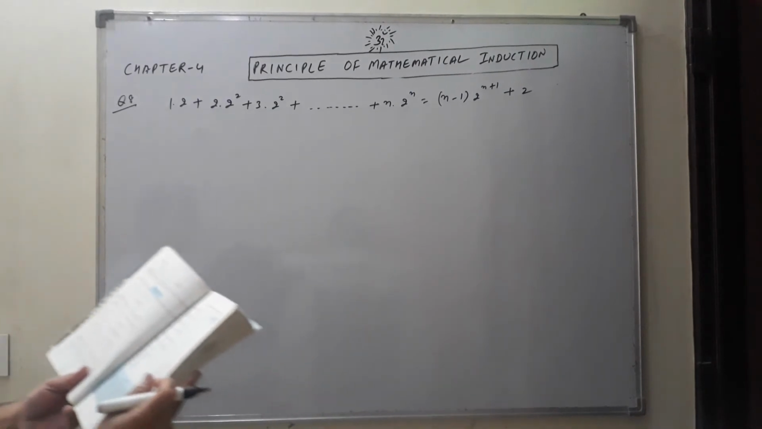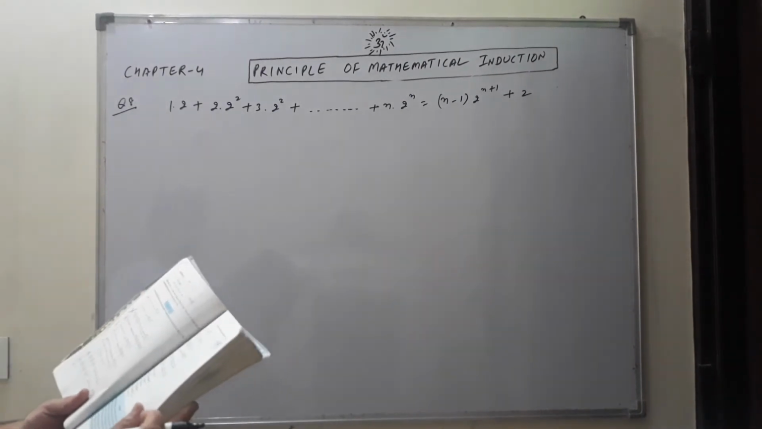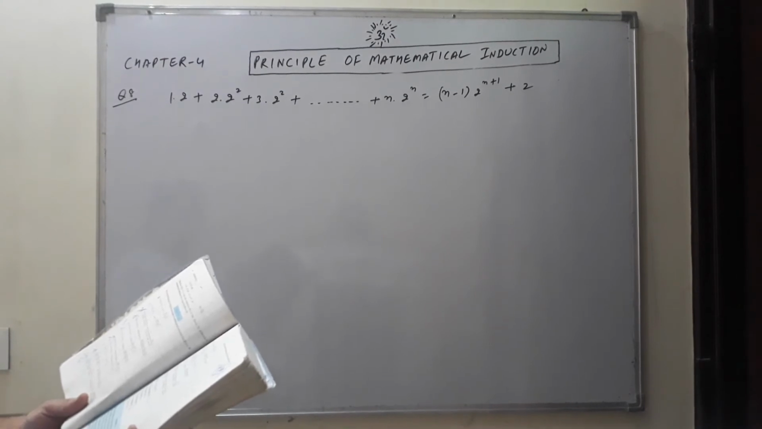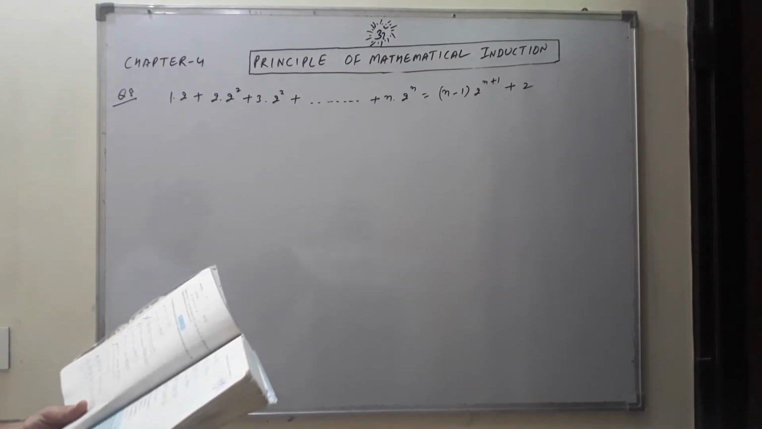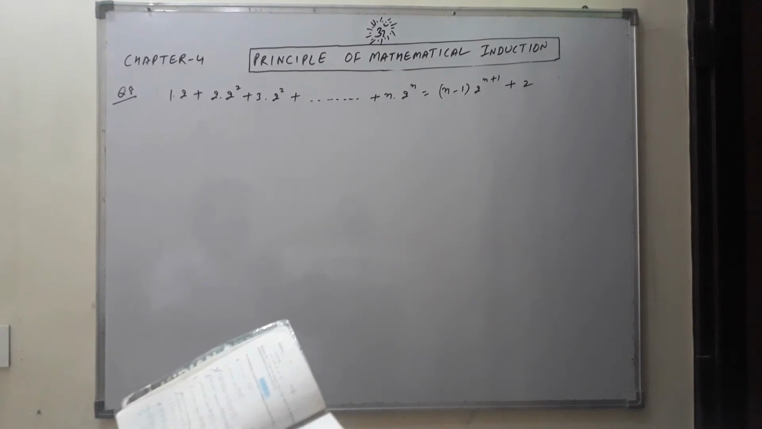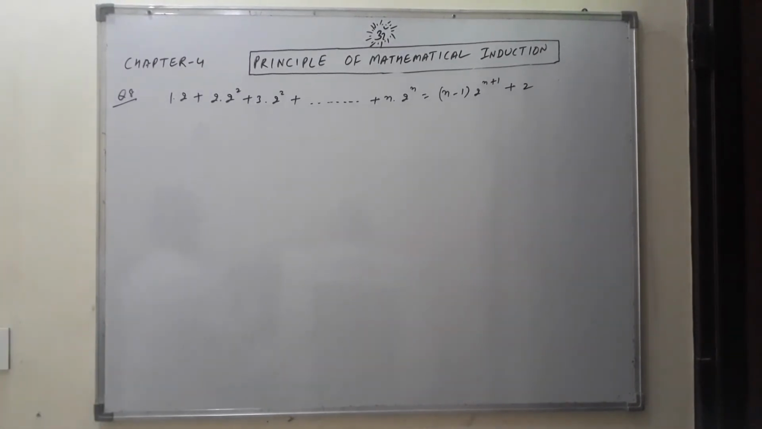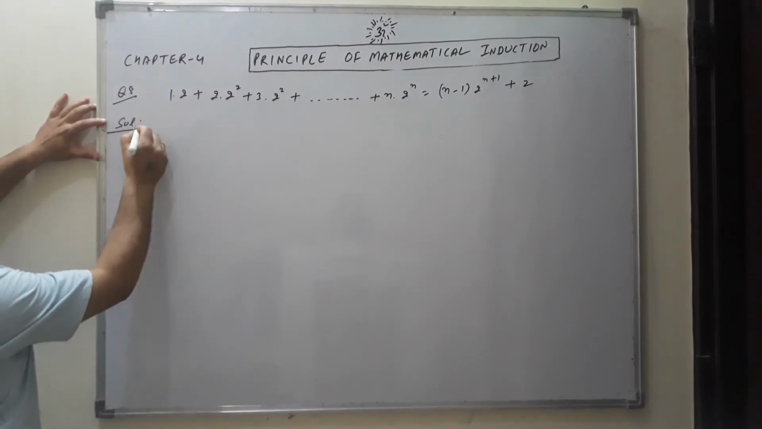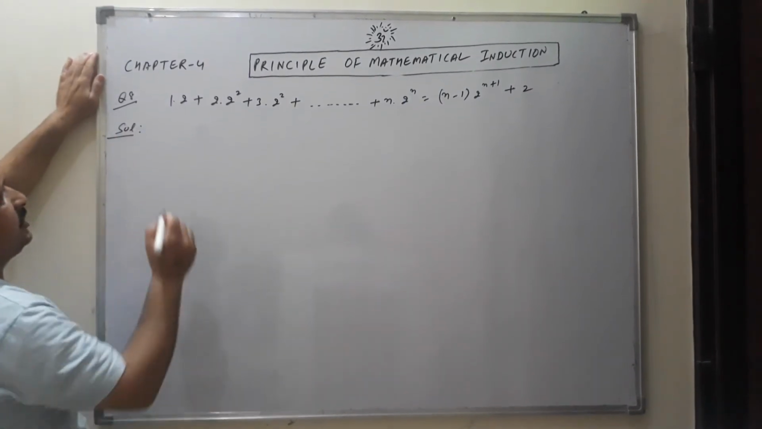So let us check the question once again. 1 into 2 plus 2 into 2 to the power 2 plus 3 into 2 to the power 2 plus n into 2 to the power n, that is equal to (n minus 1) into 2 to the power (n plus 1) plus 2. So let us solve this question. So here is the solution.